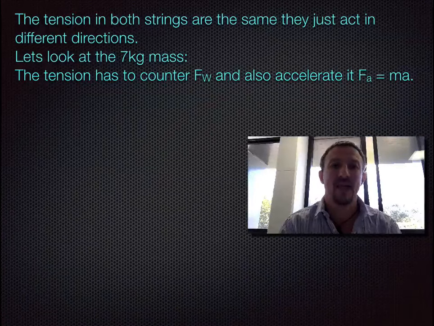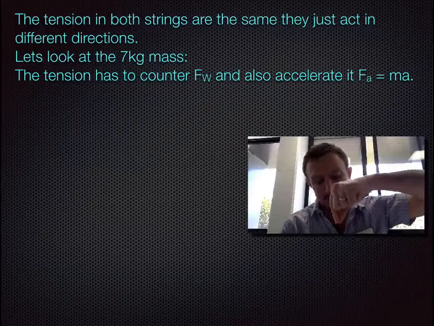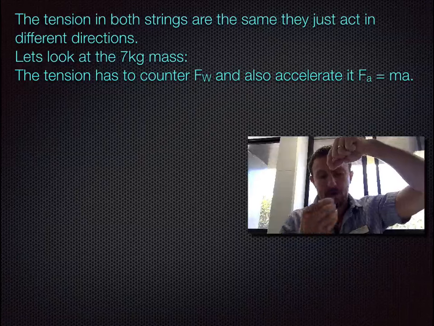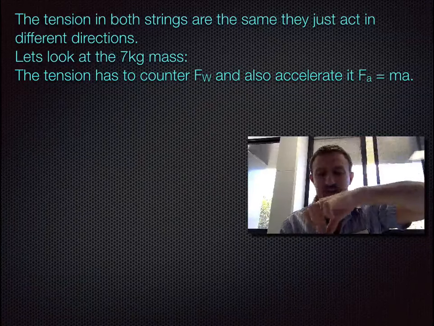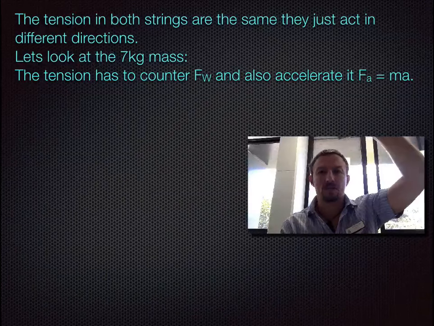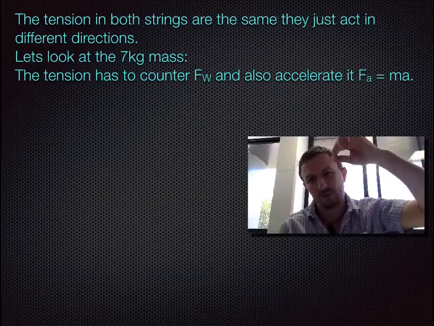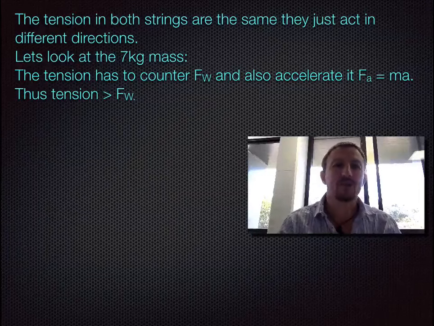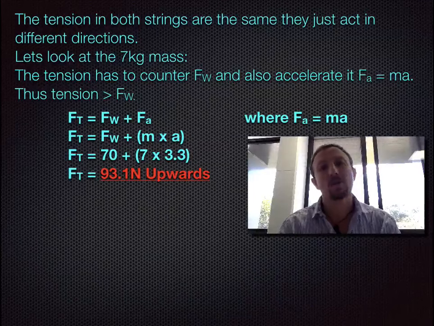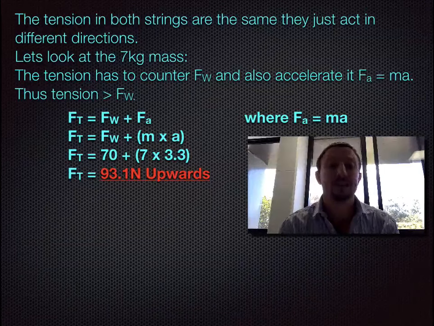Now the tension has to counteract the weight force and also accelerate it upwards. So if you think about it, it's being accelerated upwards at 3.3 meters per second squared. That tension has got to hold it stationary, which is its weight force, plus have an extra force to cause it to accelerate upwards. So the upwards force has got to be greater than the downwards force. So as a result, the tensional force has got to be greater than the weight force. Now I know what the weight force is. I know the force due to the acceleration of gravity on that mass. So as a result, I can find my tensional force.